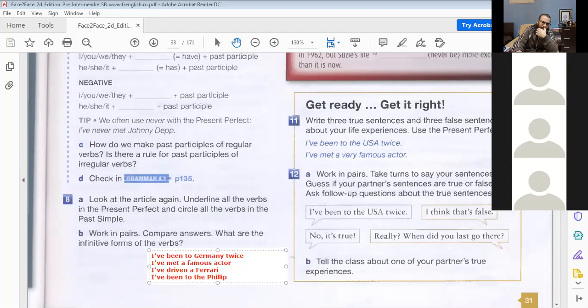With an R. I think it's like this, but I want to check the spelling. Okay. Let me just check the spelling of Philippines. I have a mistake. Philippines. Okay, let's guess. Let's make some guesses.